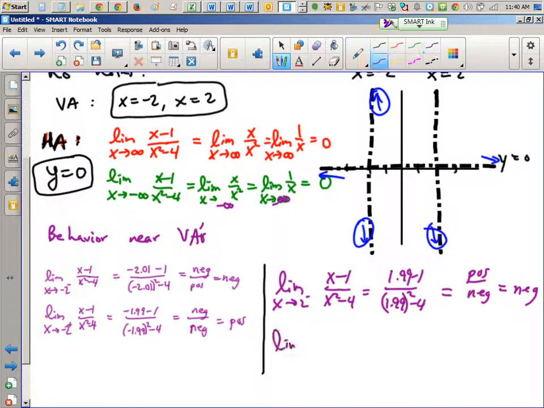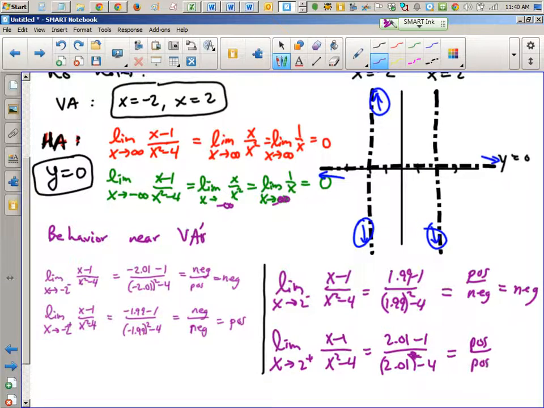And one more limit, that's limit on the right side of 2. Let's just use 2.01. 2.01 minus 1 is clearly positive. 2.01 squared minus 4 is slightly positive. And dividing by something that's very tiny and positive like that is going to give you a massive, huge positive number. So this is going to positive infinity. And we get our last arrowhead right here.